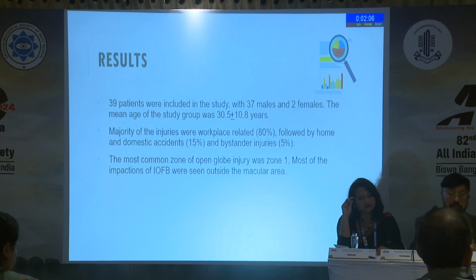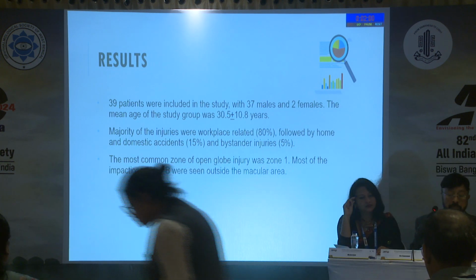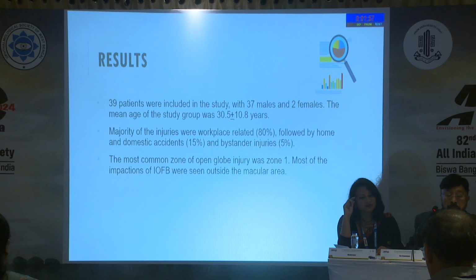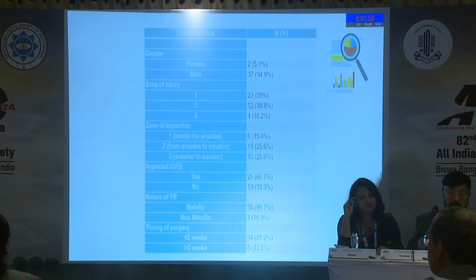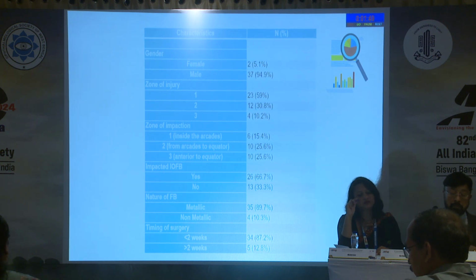Coming on to the results, 39 patients were included with 37 males and 2 females, and the mean age of the study population was 30.5 years. The majority of the injuries were workplace related, followed by home and domestic accidents. If we see, the majority of the patients had a zone 1 injury, and we had about 66% of the foreign bodies which were impacted, and the majority of them were impacted in zone 2 and zone 3.